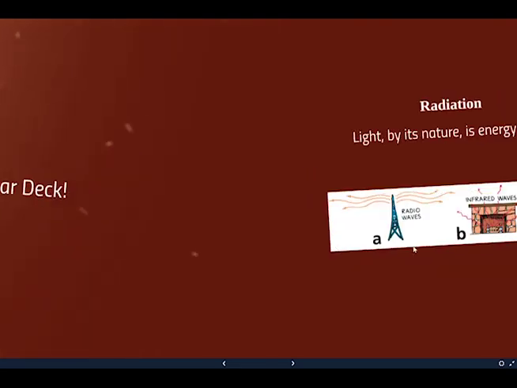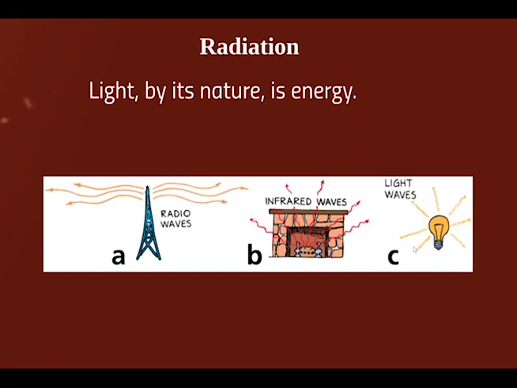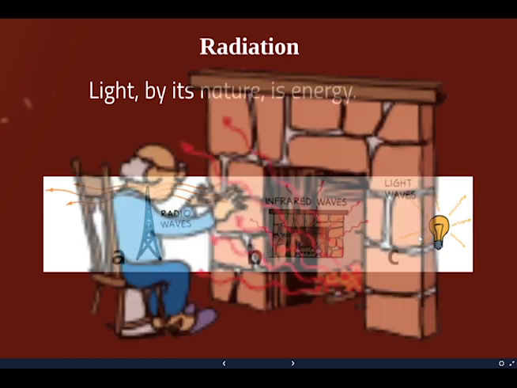Okay, so that was convection. Let's talk a little bit about radiation here. So light, just by its nature, is energy. It's little packets of energy just zipping across the cosmos, okay? And there's all kinds of different light. There's radio waves. You might think of radio as more sound, but they're waves of energy coming in via light, actually. There's infrared waves. Think of these sometimes as heat waves. And then, of course, light waves that allow us to see.